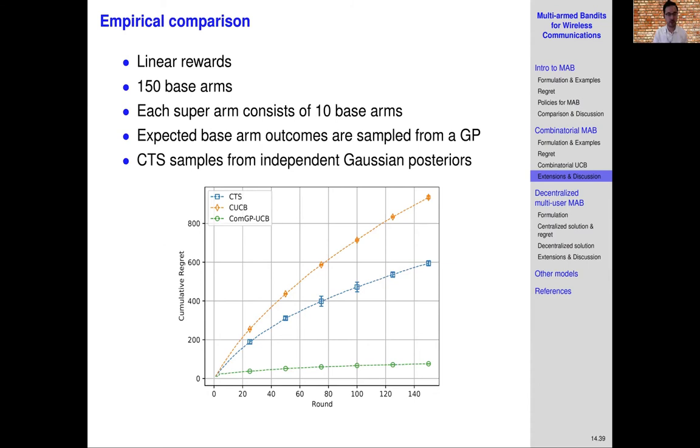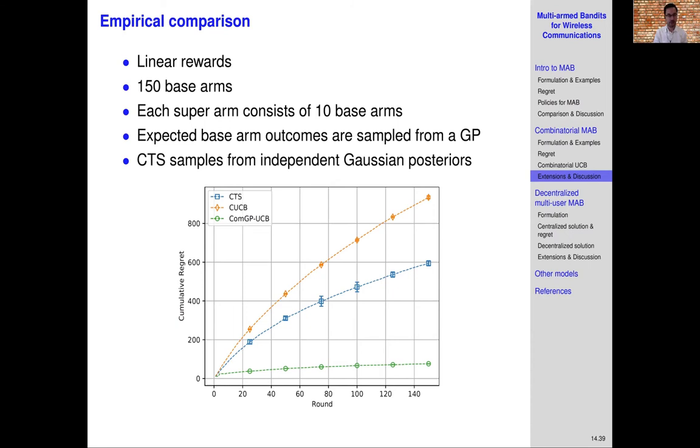Here is a scenario where we compare UCB-based algorithms with Thompson sampling in a combinatorial bandit with linear rewards. Here, there are 150 base arms. Each superarm consists of 10 base arms. And we assume expected base arm outcomes are sampled from a GP. Combinatorial Thompson sampling is implemented using independent Gaussian posteriors for each base arm. And we see how the cumulative regret increases over rounds.